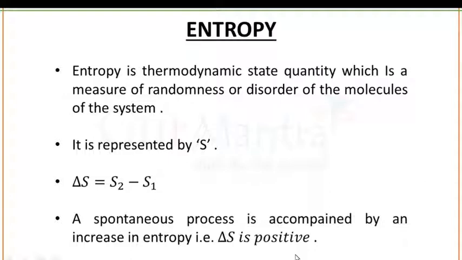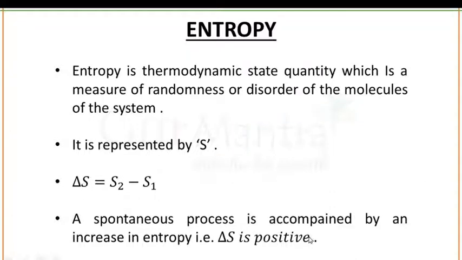Now the topic is entropy. What is entropy? Entropy is a thermodynamic state quantity which is a measure of randomness. You can simply say entropy means randomness or disorder, or a way of measuring the amount of order present or absent in a system. This is known as entropy, and it is represented by the symbol capital S. Also, delta S is equal to S2 minus S1. What is delta S? Delta S is the change in entropy, while S2 is the final entropy and S1 is the initial entropy.